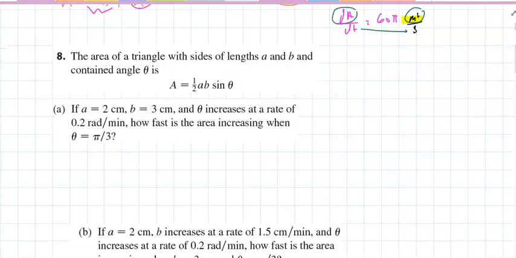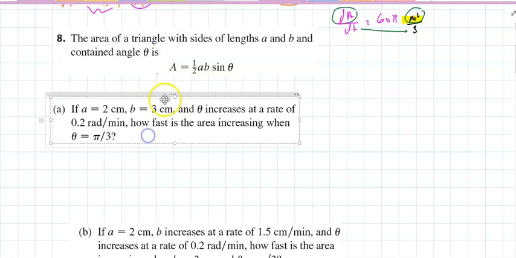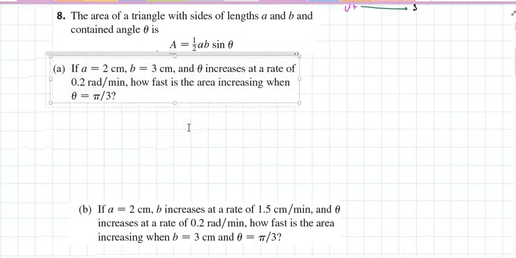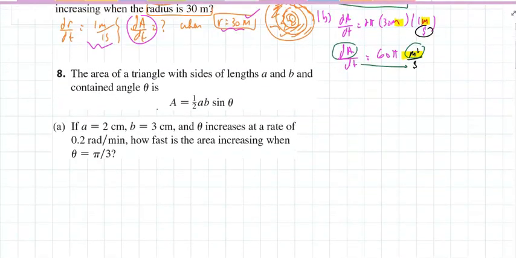Next problem up, I'd like to look at problem number 8. It states the area of a triangle. We know that given two sides and the included angle, the area of a triangle is 1/2 a b sine of theta. Here we have three unknowns: side a, side b, and theta.